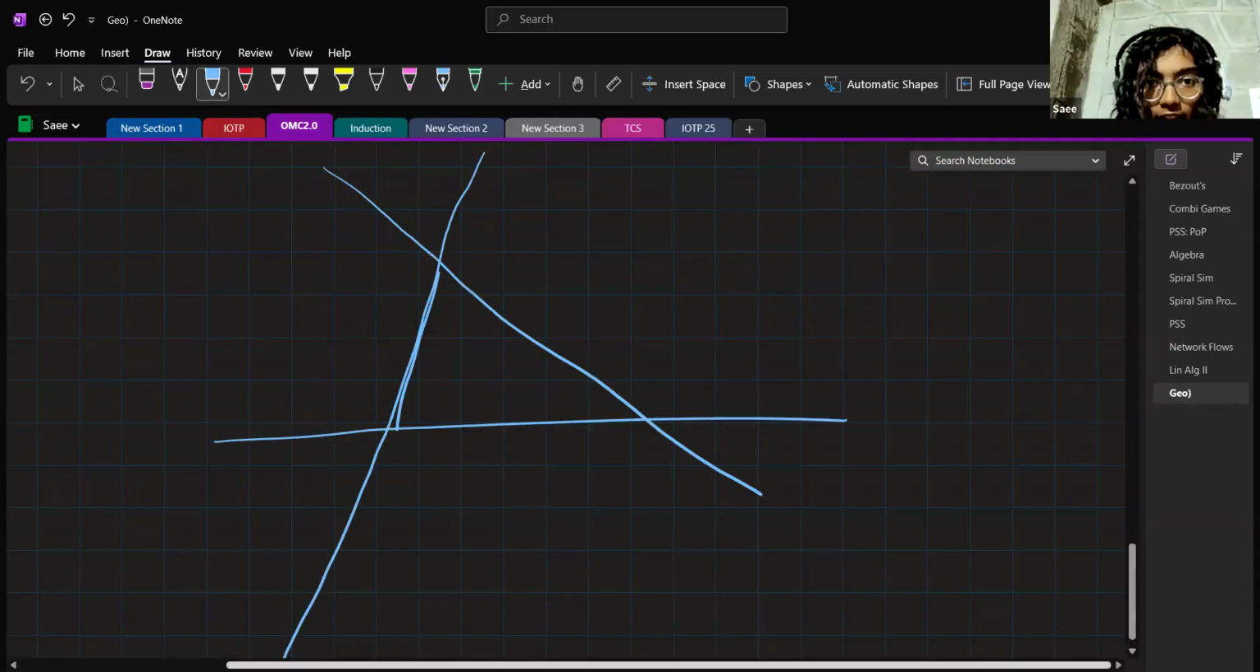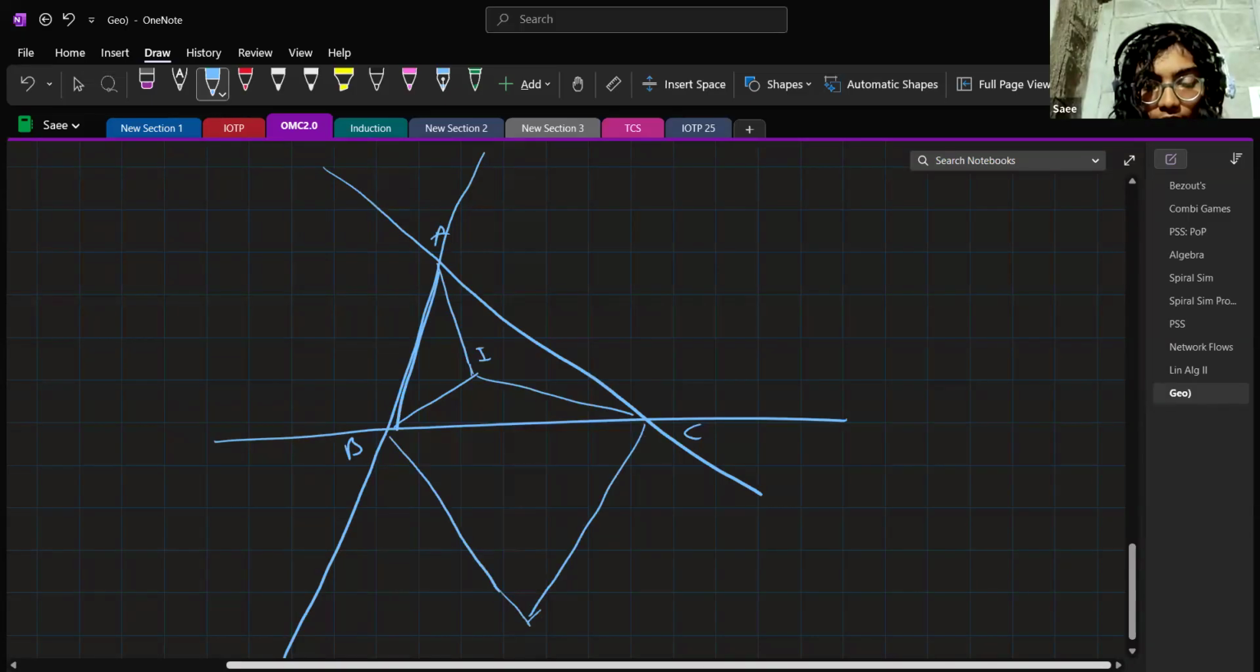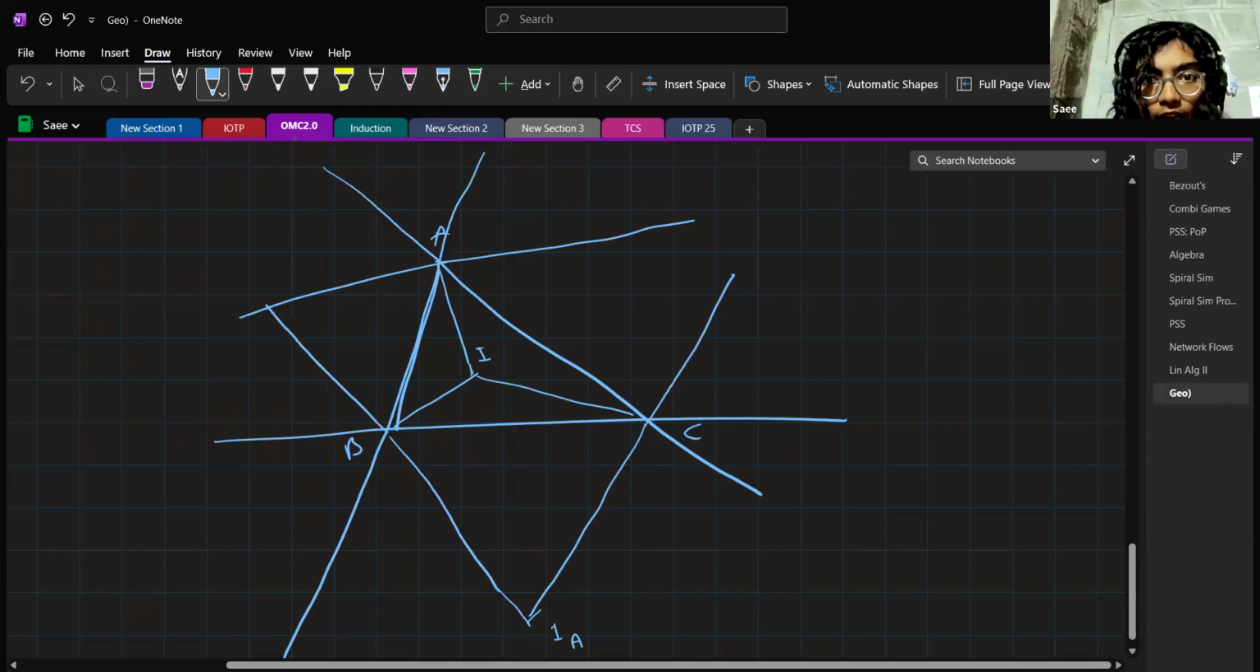All right, so we have this as the incenter. Then we have this as the excenter. This is the A excenter. This is the B excenter. Okay, not bad at all. This is the C excenter. What are some things you can observe in this figure?